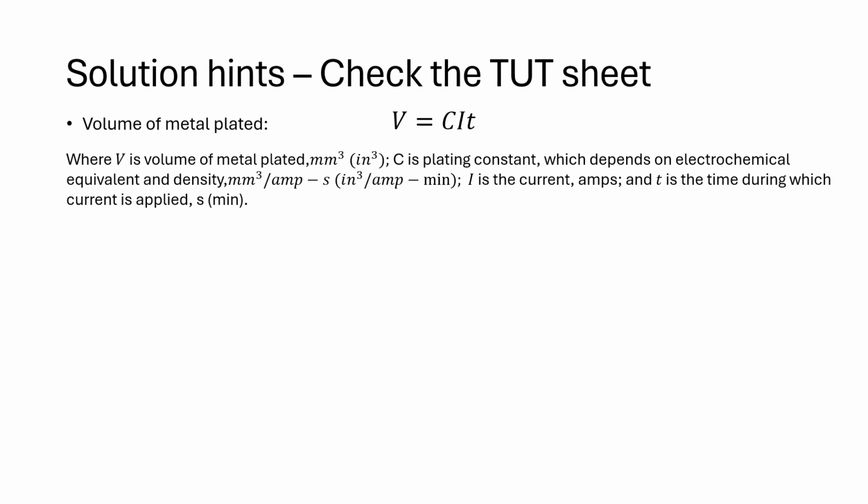C is the plating constant, which depends on the electrochemical equivalence and the density, and its units are cubic millimeters per ampere-second, or inches per ampere-minute. I is the current in amperes. T is the time during which the current is applied, and this will be in seconds. We can use minutes in case we use the IP units.